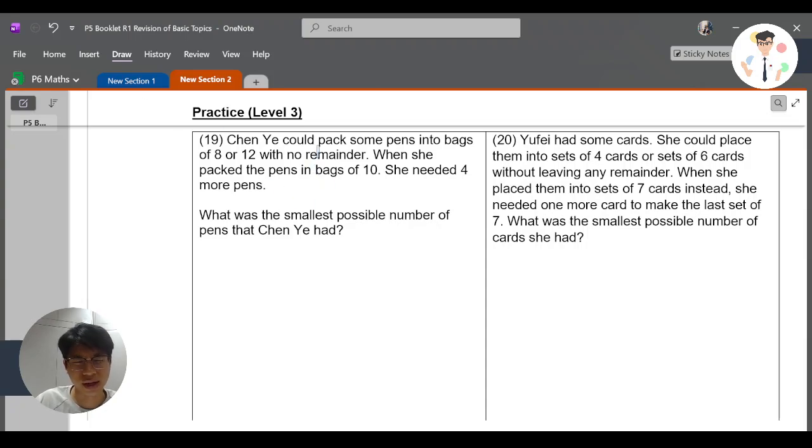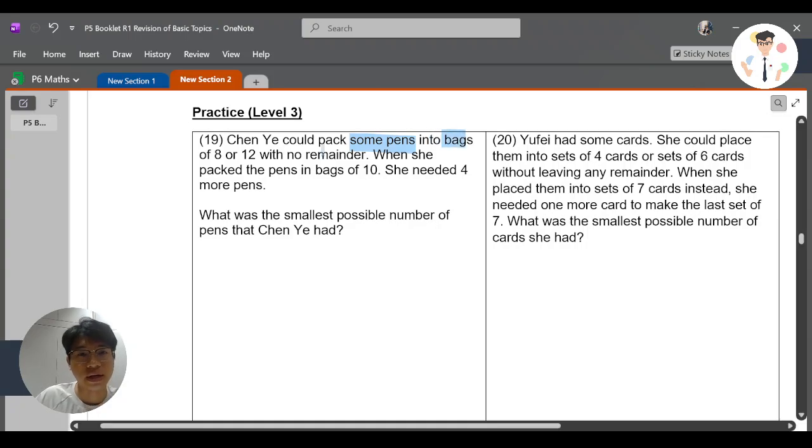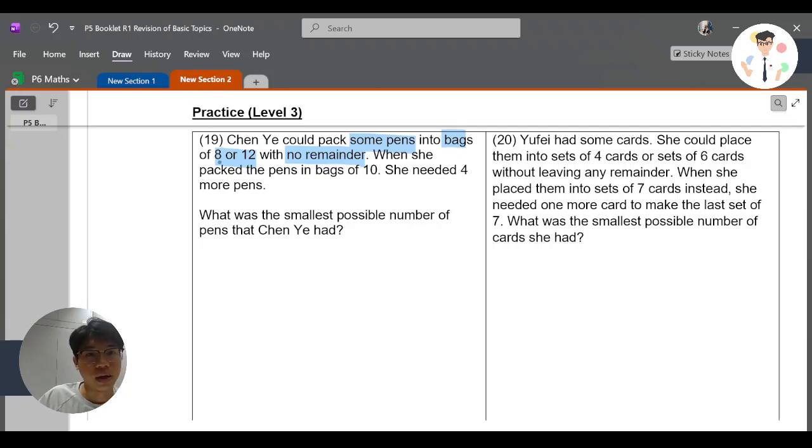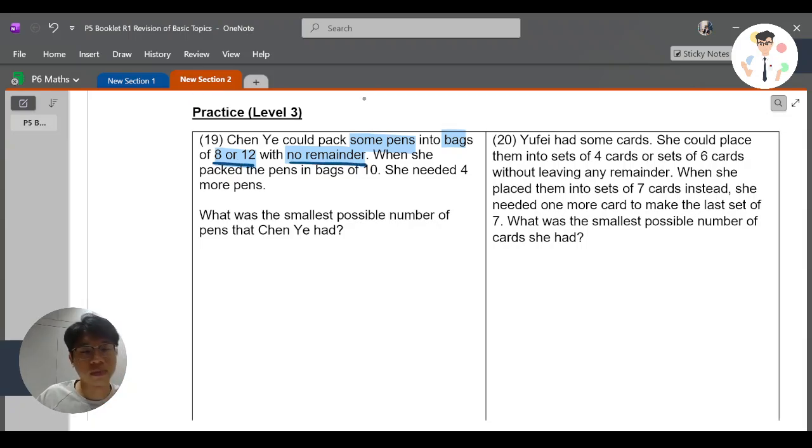Now, let's look at some of the keywords here. Chen Ye could pack some pens into bags of 8 or 12 with no remainder. This phrase hints that it should be a multiple of 8 or 12. Again, if I have a stack of pens, I can pack them into either bags of 8 or 12. That means 8, 8, 8, 8, 8 or 12, 12, 12, 12, so it should be a multiple of 8 or 12. To make it easier, I will find the LCM.